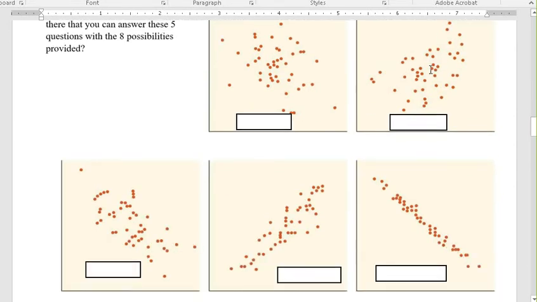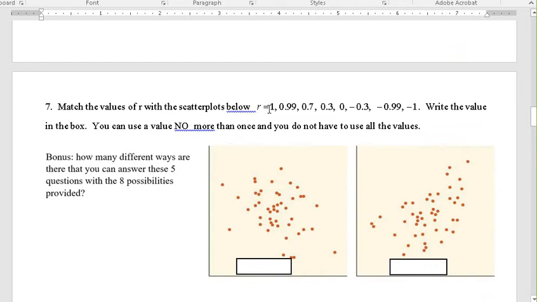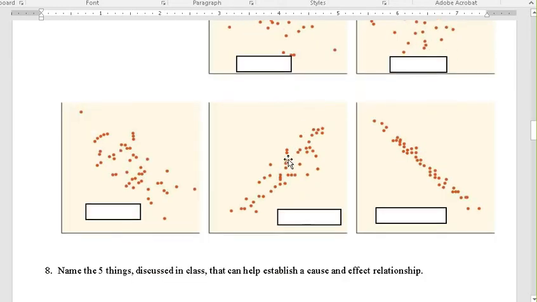Okay, how about this one? Is that a 1? No, you can eliminate the 1. Is it a 0.99? Is it really tight, but just not quite perfect? So you can eliminate those first 2. How about 0.7? Does that seem realistic here? Yeah, that seems reasonable. If amongst your choices it's either 0.7 or 0.3, it has to be something positive, but I'm liking 0.7 a lot better here.